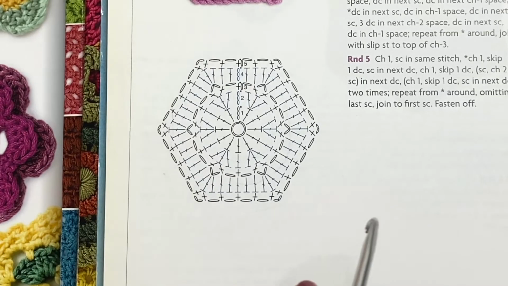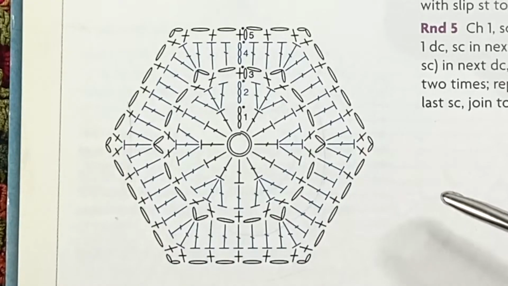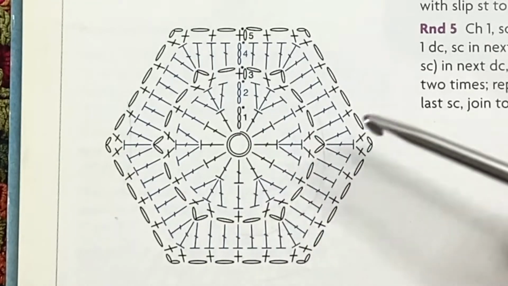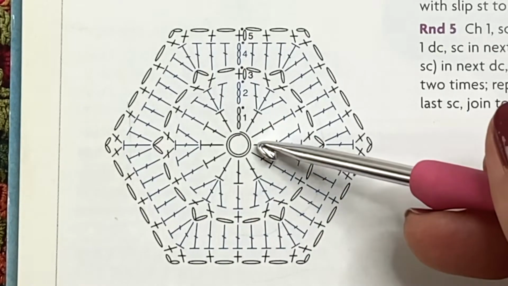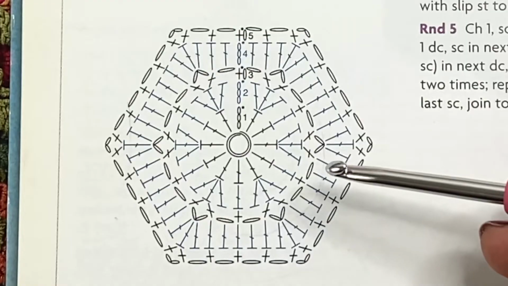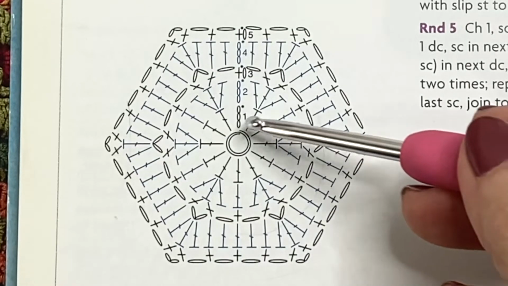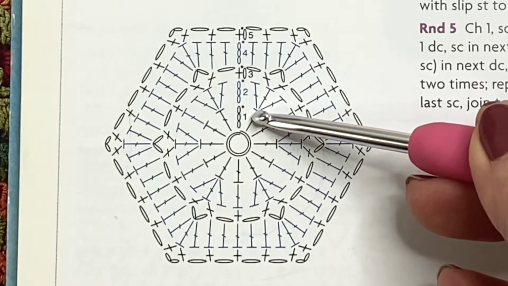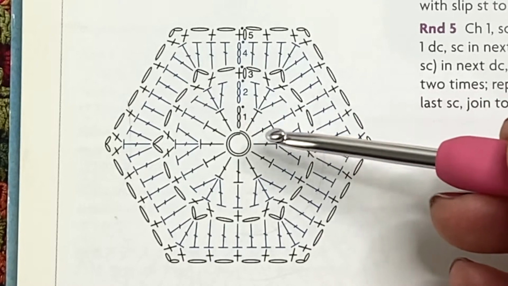Here's an example of a chart worked in the round. So first we need to figure out how to start the center. Are we creating chains with a slip stitch, or are we creating a magic ring? I don't see any chains, I just see a circle, so I know that I'm starting with a magic ring. And right above it, I see a number for round 1, making it very simple to understand, and I see 3 chains.